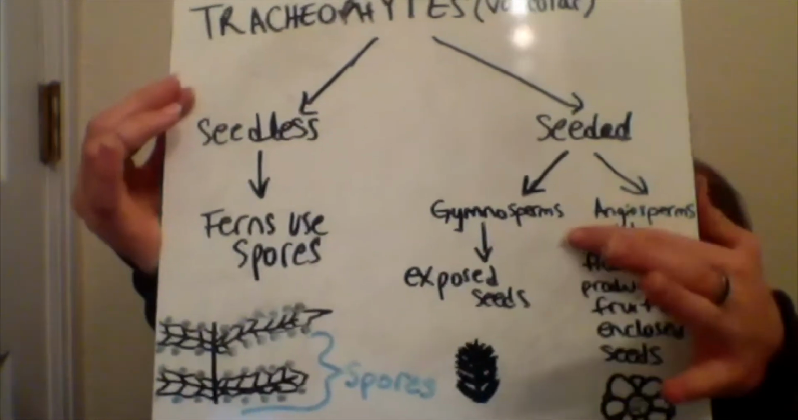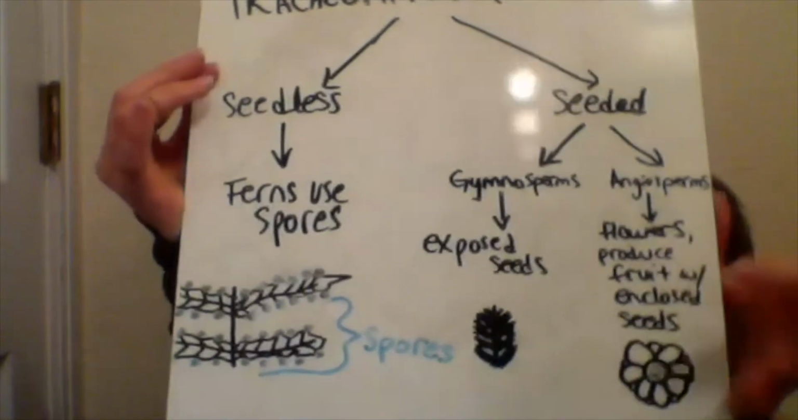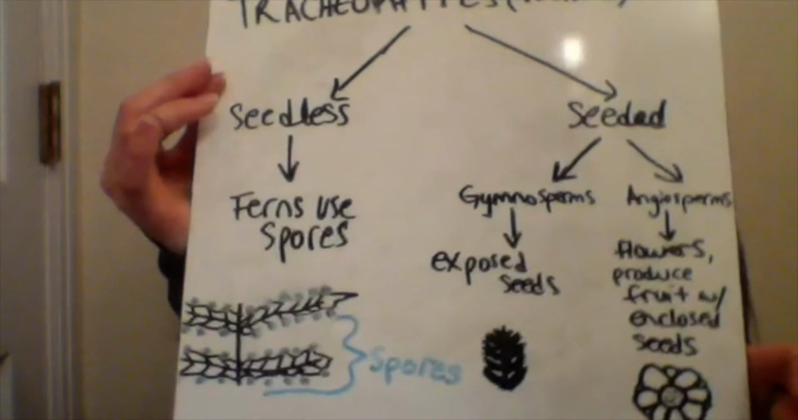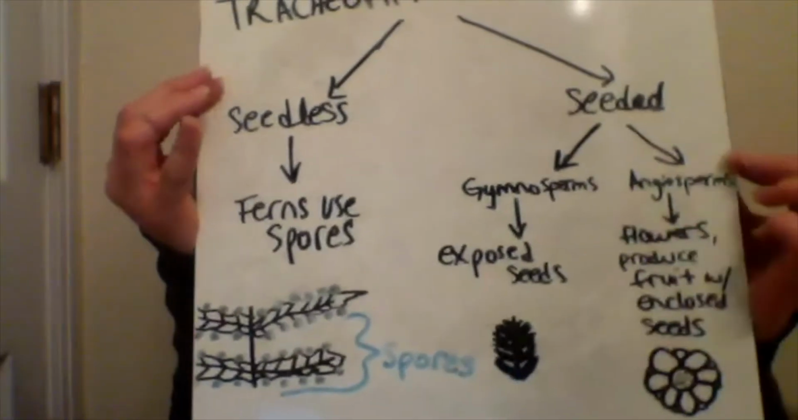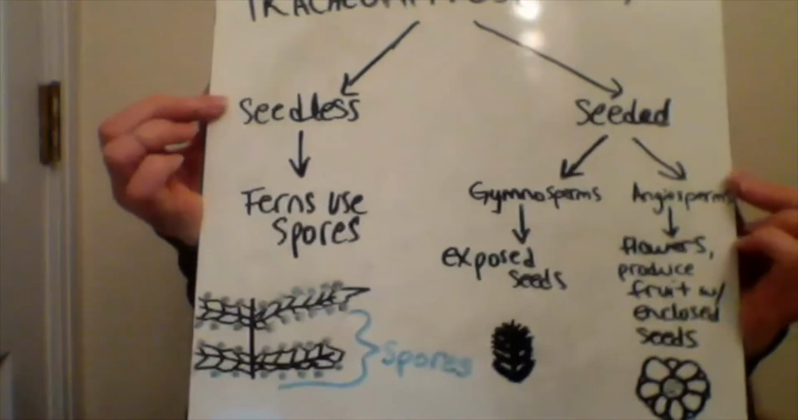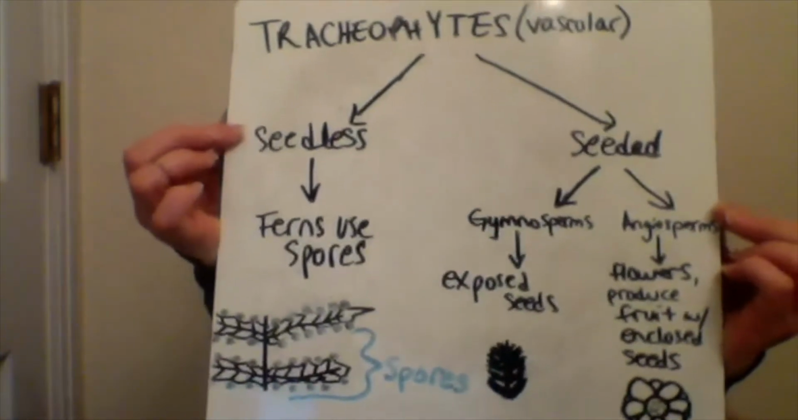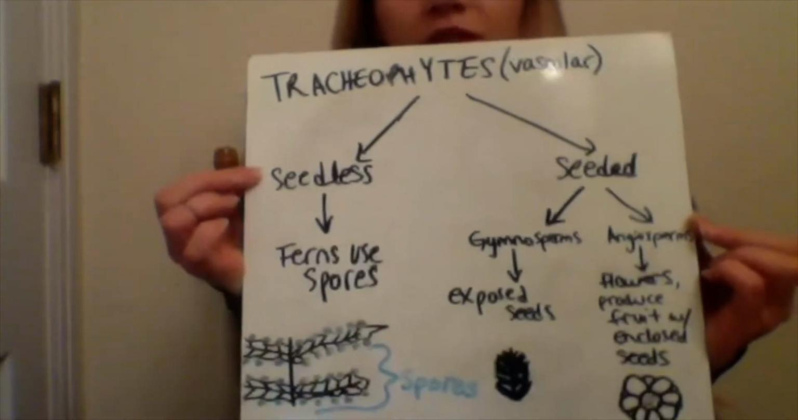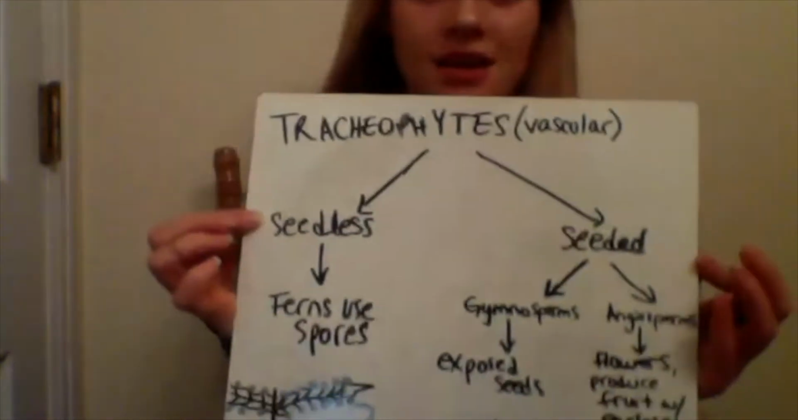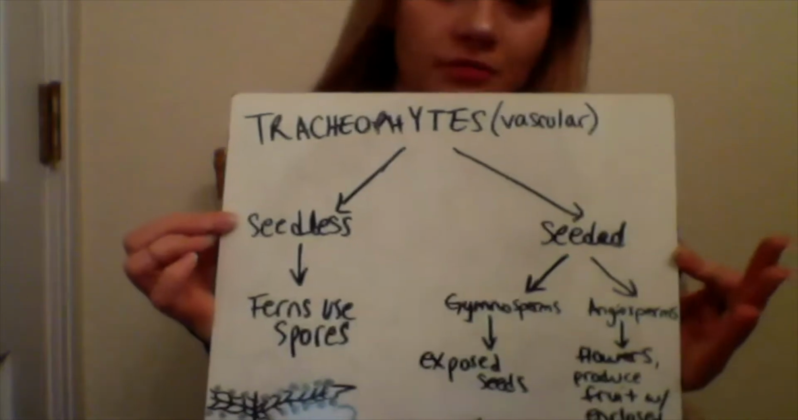The petals protect the seeds. Alright, and then we have gymnosperms. They have exposed seeds, and pine cones are an example of that, like on pine trees. Alright, and then let's move to our seedless. An example of the seedless tracheophytes are ferns, and ferns use spores in order to reproduce, which are tiny, almost like a powder. They're very small.